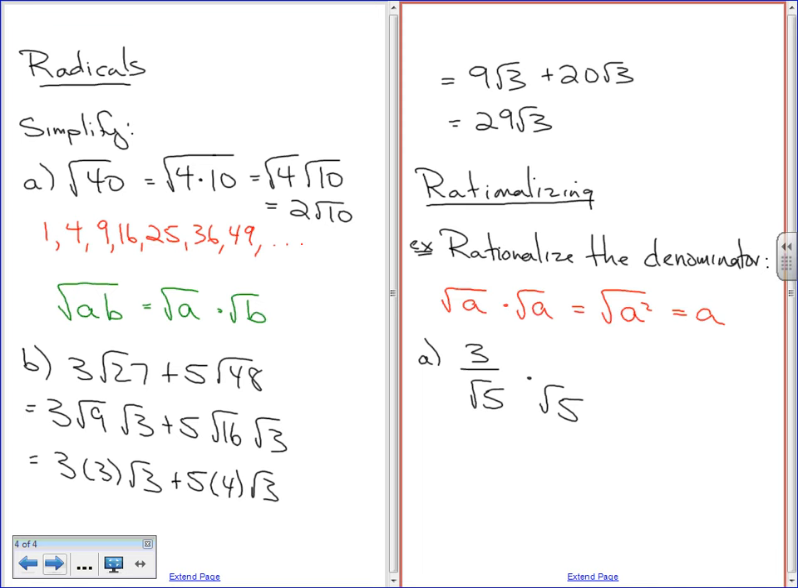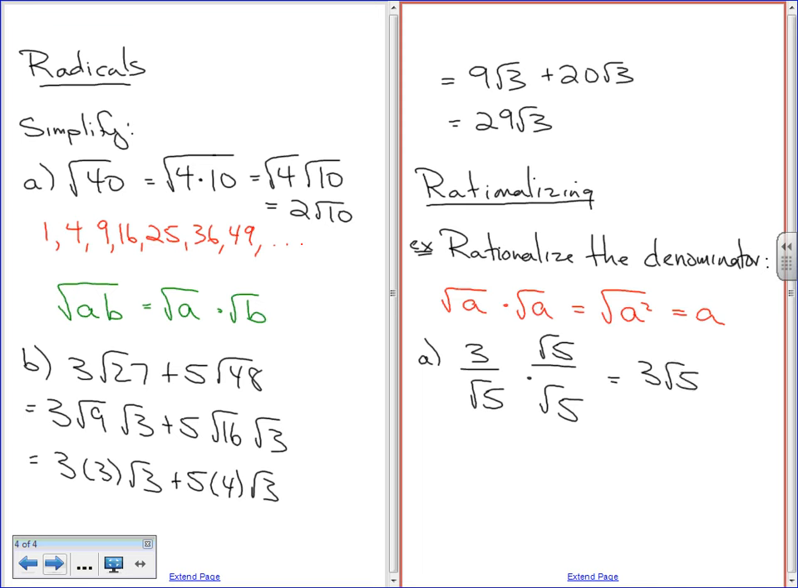You just can't change that denominator without changing the top. So if I multiply the bottom by root 5, I better multiply the top by root 5. Because root 5 over root 5 is essentially 1. So I'm multiplying this by 1. I'm not changing the value. I'm just changing the look. Make sense? Okay.